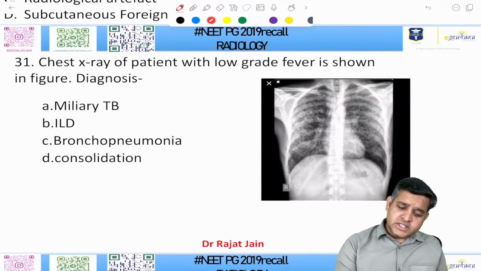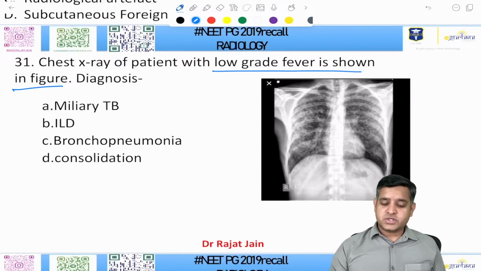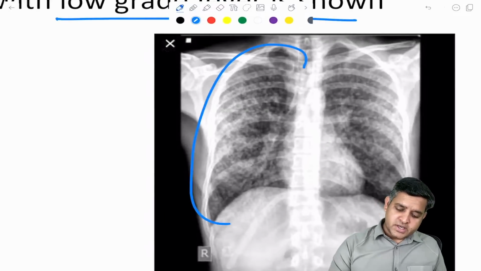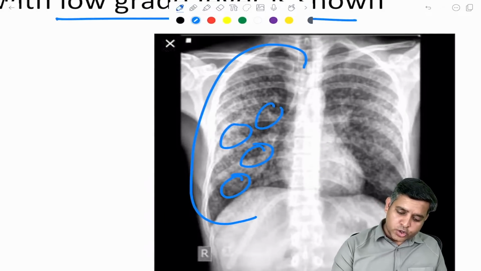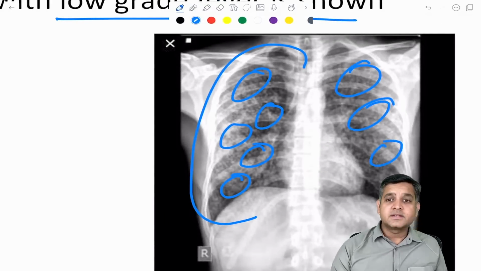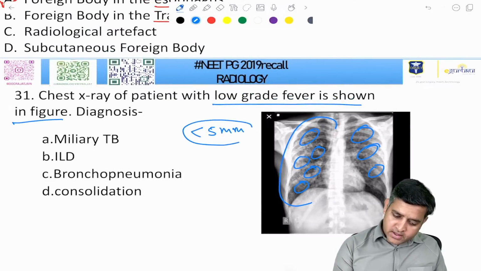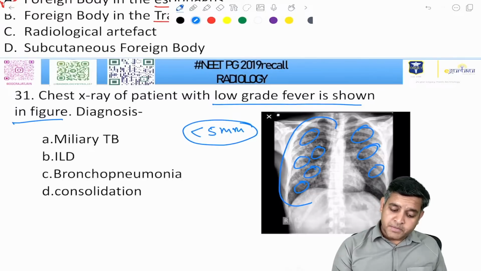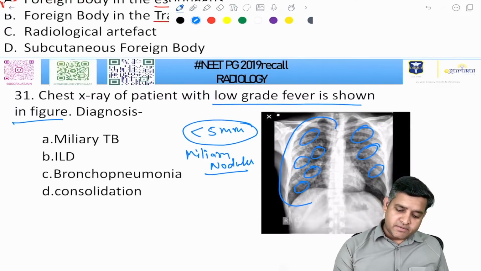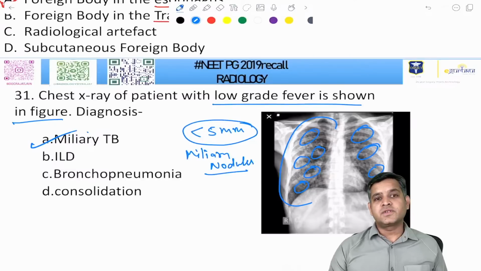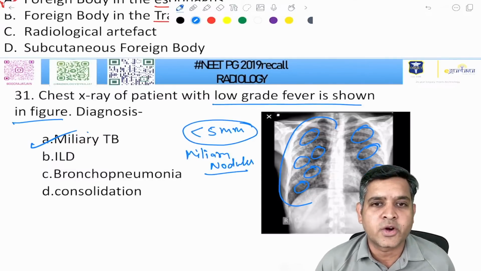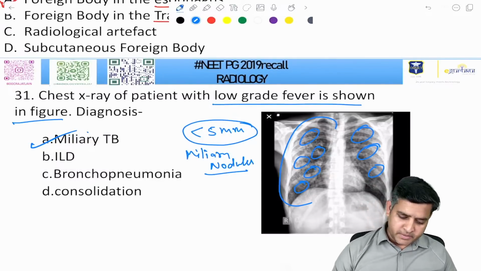31. A chest X-ray of a patient with low-grade fever is shown in the figure. What is your diagnosis? What do we see? In this chest X-ray, we are seeing multiple tiny nodules scattered in bilateral lungs, which are typically less than 5 mm in size. These represent miliary nodules, and a miliary nodule is a feature of miliary TB. Now, low-grade fever with miliary nodules, always think of miliary TB.